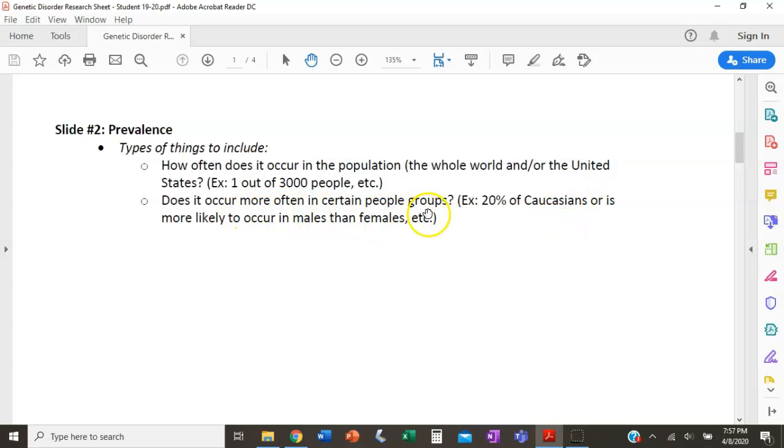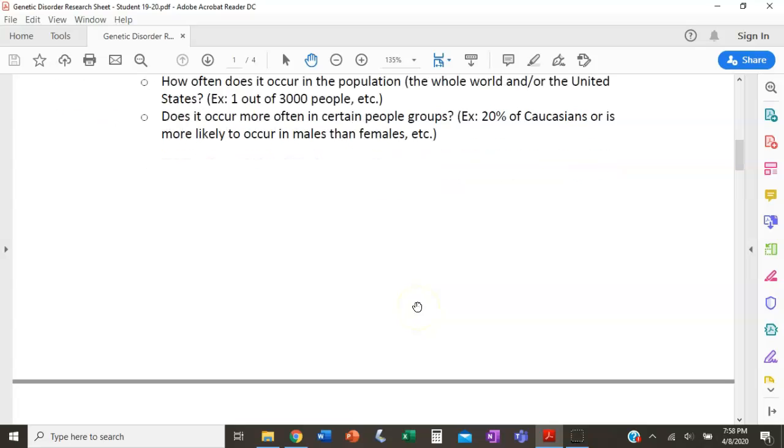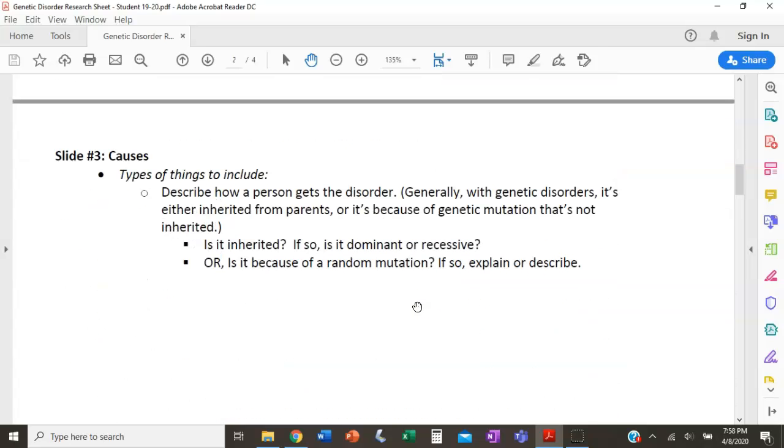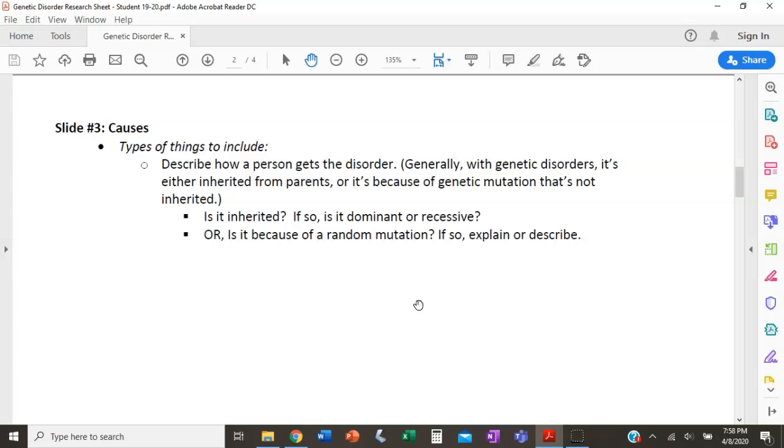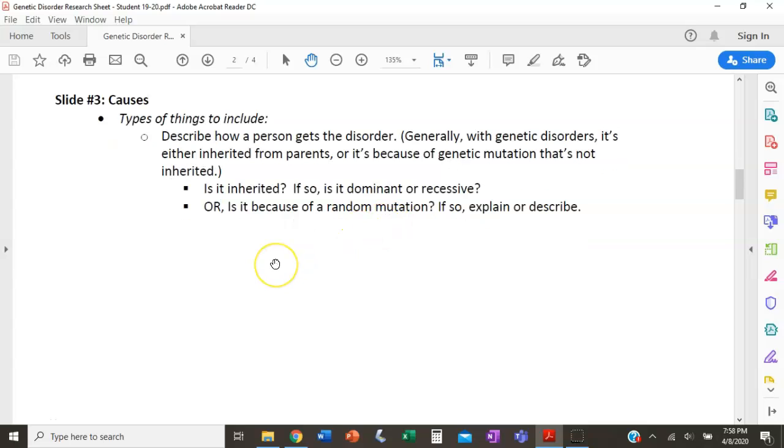Then it asks, does it occur more often in certain people groups? In this case, yes, much more often in females. But when it occurs in males, as it happens with Rett syndrome, it's almost always fatal or very, very drastic. Okay, so our next topic, and this is a tough one, is causes, and this really gets to the heart of the genetics part of this. So this is where we want to make sure that we do some careful research, because this is what we've been learning about, and this is what we want to make sure we understand as best that we can.